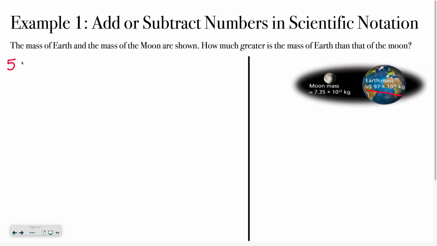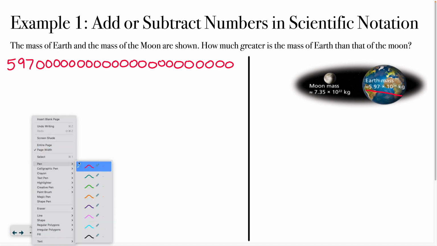Okay, so 5, and then I count 1, 2, 3, and so on up to 24, and I'm just going to double check, counting again up to 24. All right, so I know I wrote out the Earth's mass correctly.